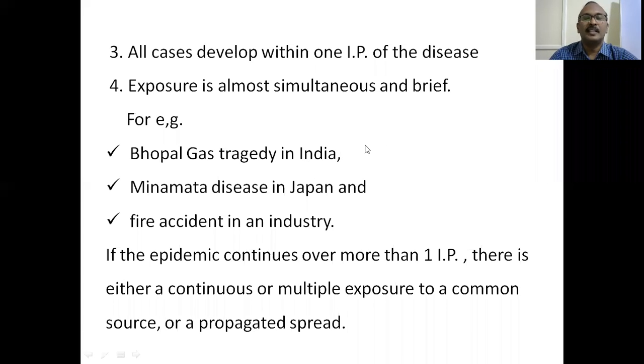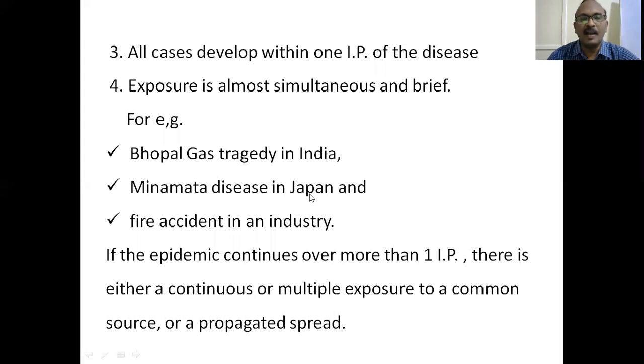There were around 5,85,000 people who were affected by this methyl isocyanate gas that was released, and it was only one point of time. That is, midnight of December 2nd, and it continued till the 3rd of December of 1984. So there was exposure to all the people at one particular point of time.